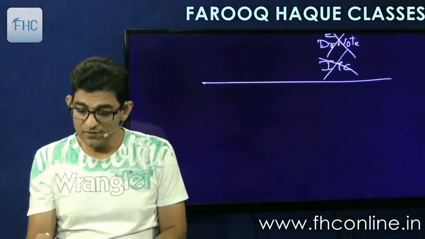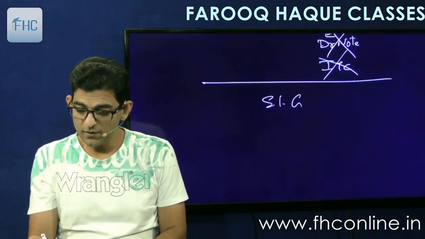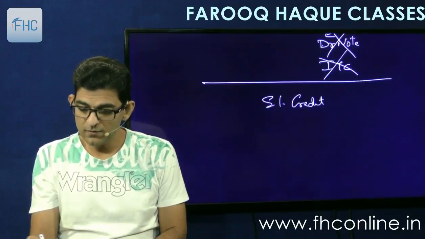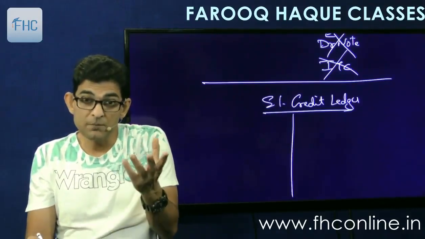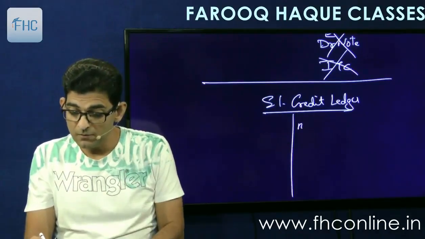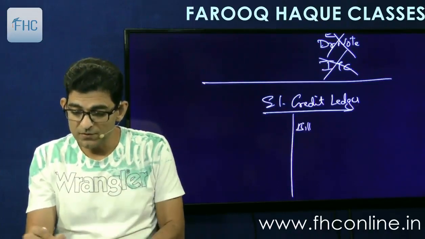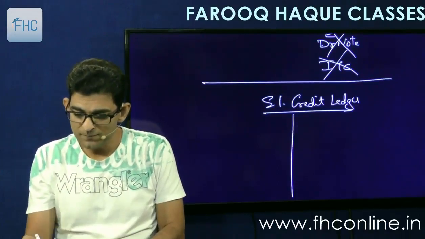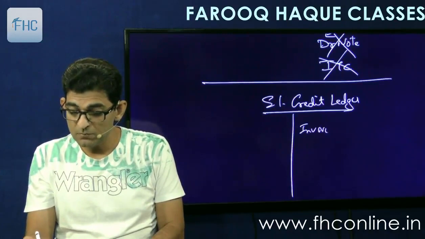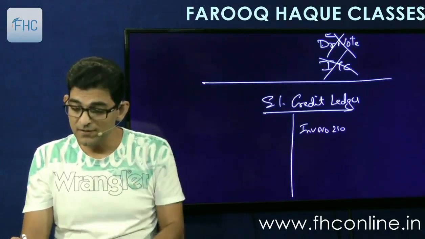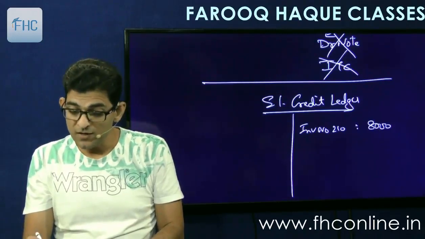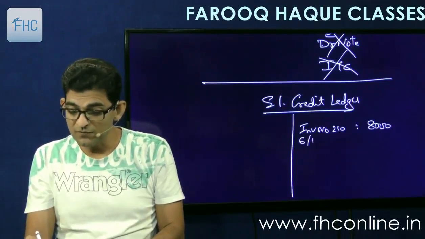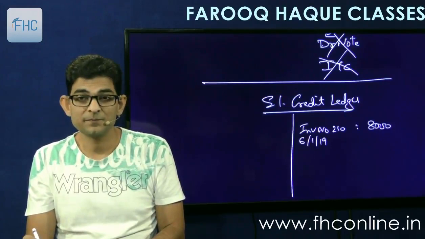So how did I avail? This is my electronic credit ledger. In this I have availed credit on some bill, that is, invoice number 210 of some party. So I have taken credit of 8,000 rupees, right? Now this entry I had passed on 6th of January 2019.